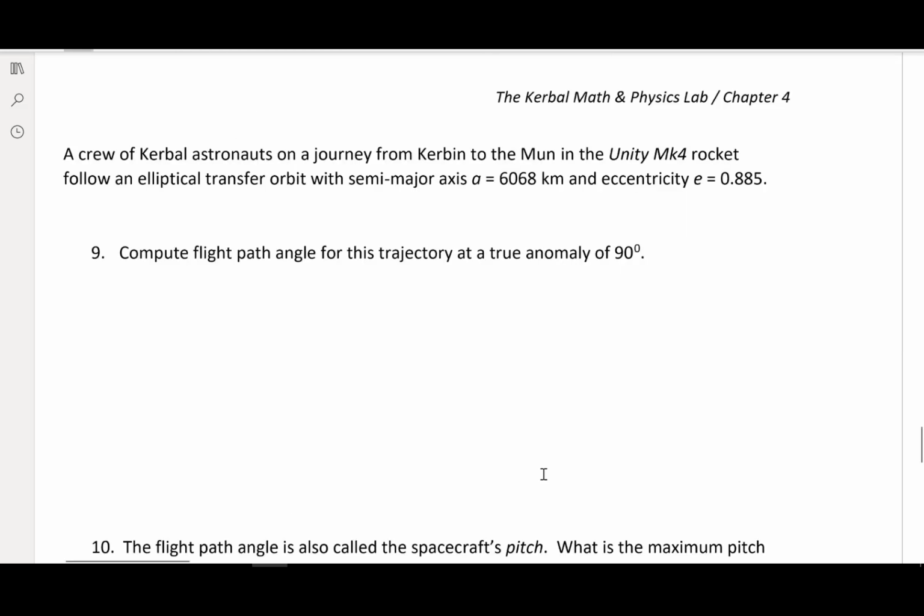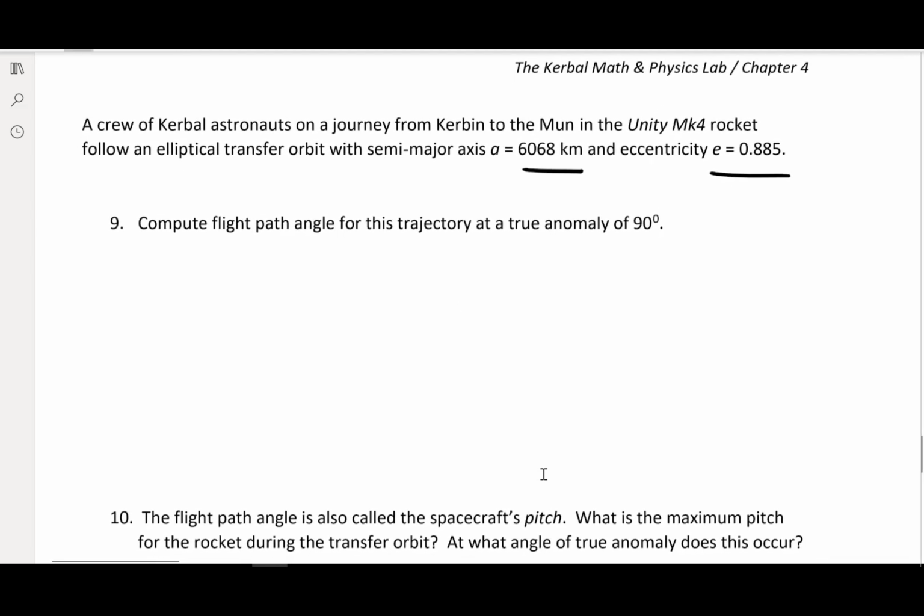So now let's look at this one. A crew of Kerbal astronauts on a journey from Kerbin to the Moon in the Unity Mach 4 rocket follow an elliptical transfer orbit with semi-major axis 68 kilometers, eccentricity 0.885. That is the orbit that I was in the video that I'm showing with the game that I'm playing right now. So we'll compute the flight path angle for this trajectory at true anomaly 90 degrees.